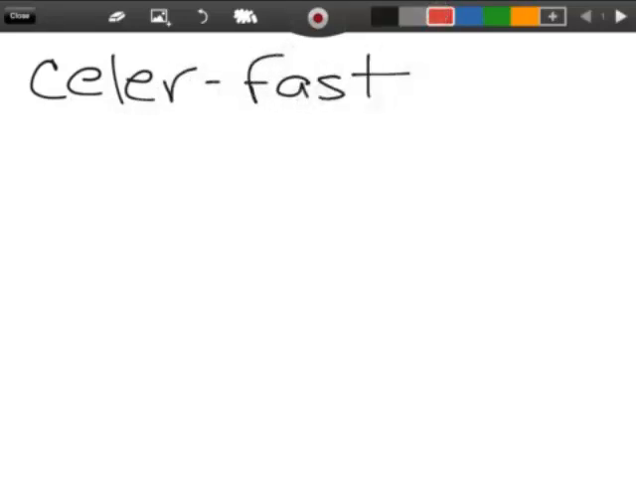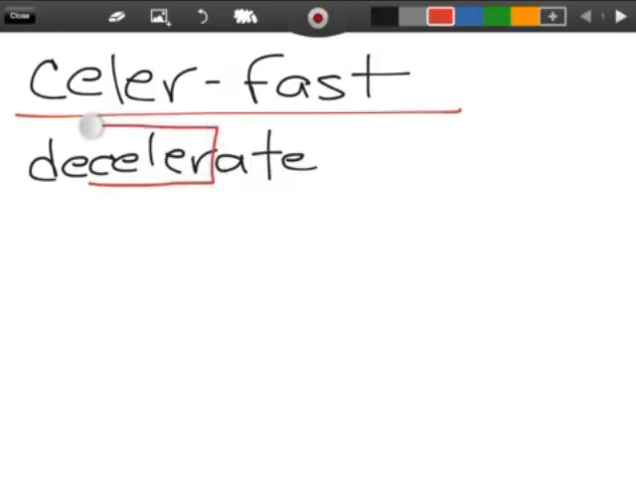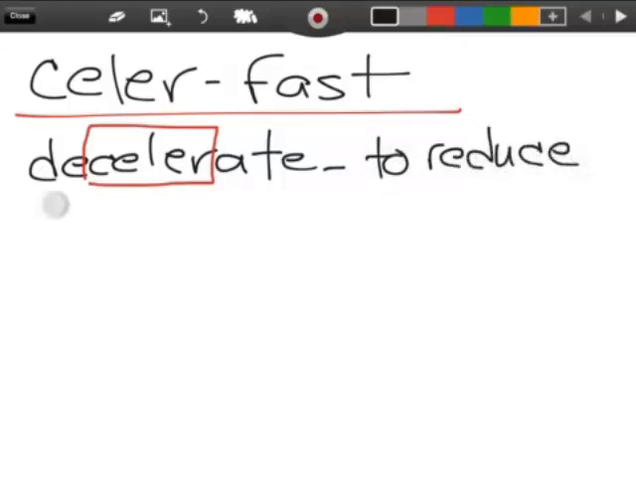Our first root is celer, and the meaning of this root is fast. I'm going to go ahead and underline this. It's a commonly used root. I'm going to write decelerate. I'm going to underline the root so you guys can see clearly. Decelerate. Actually, I'm going to take that in a small box. And the definition of this is to reduce speed.